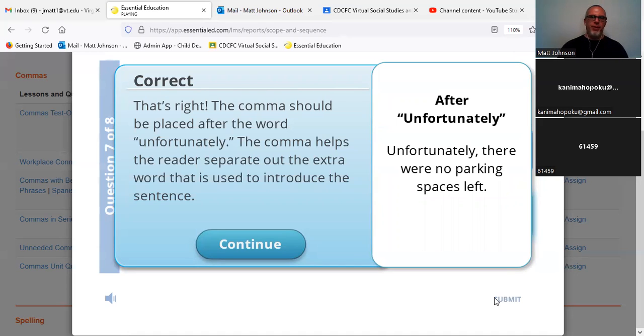All right, the comma helps the reader separate out the extra word that is used to introduce the sentence. It's used to introduce the idea, not essential to the idea.